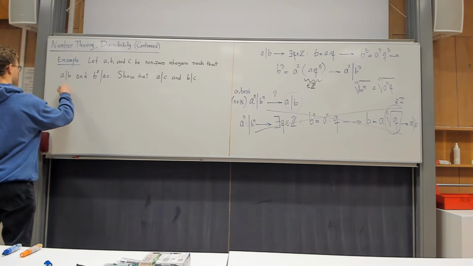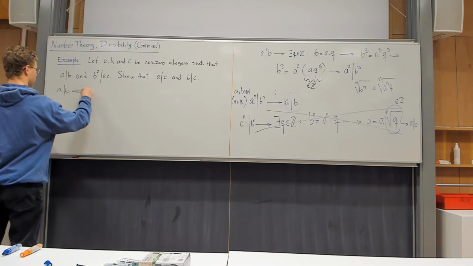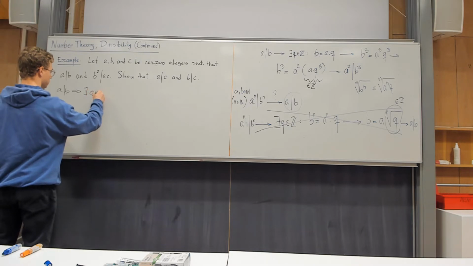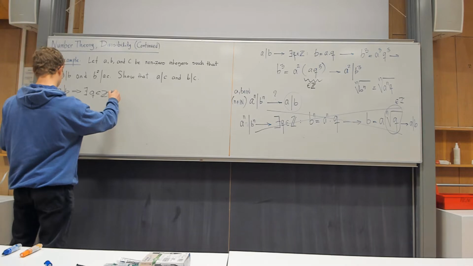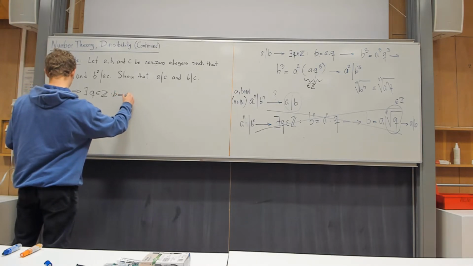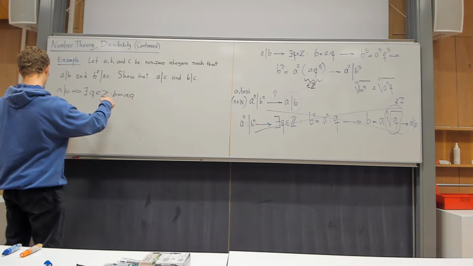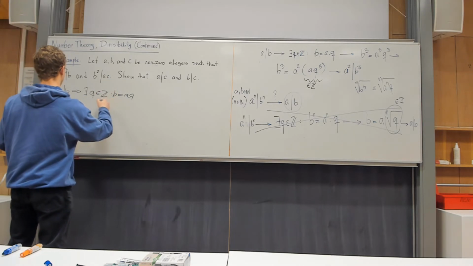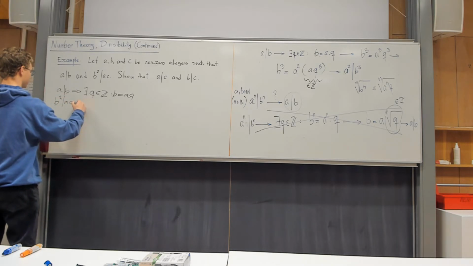Okay, so A divides B means that there exists a Q that's an integer such that B equals AQ. And then the same for this one. No, write it. Don't be lazy. Yes, B squared. You need to write these things in the exam, by the way.